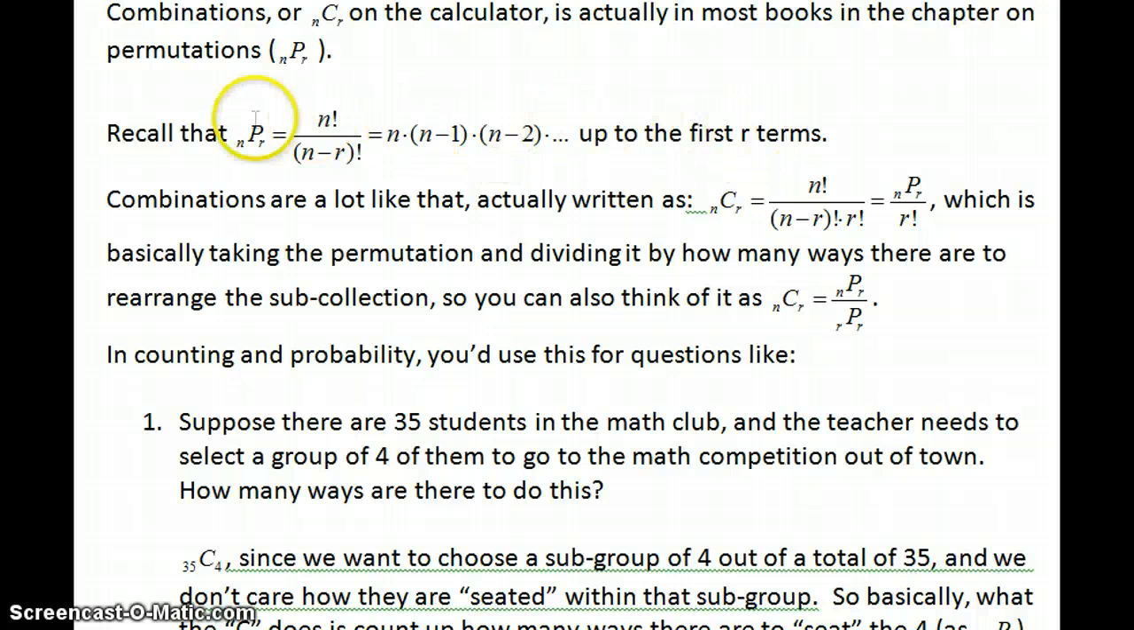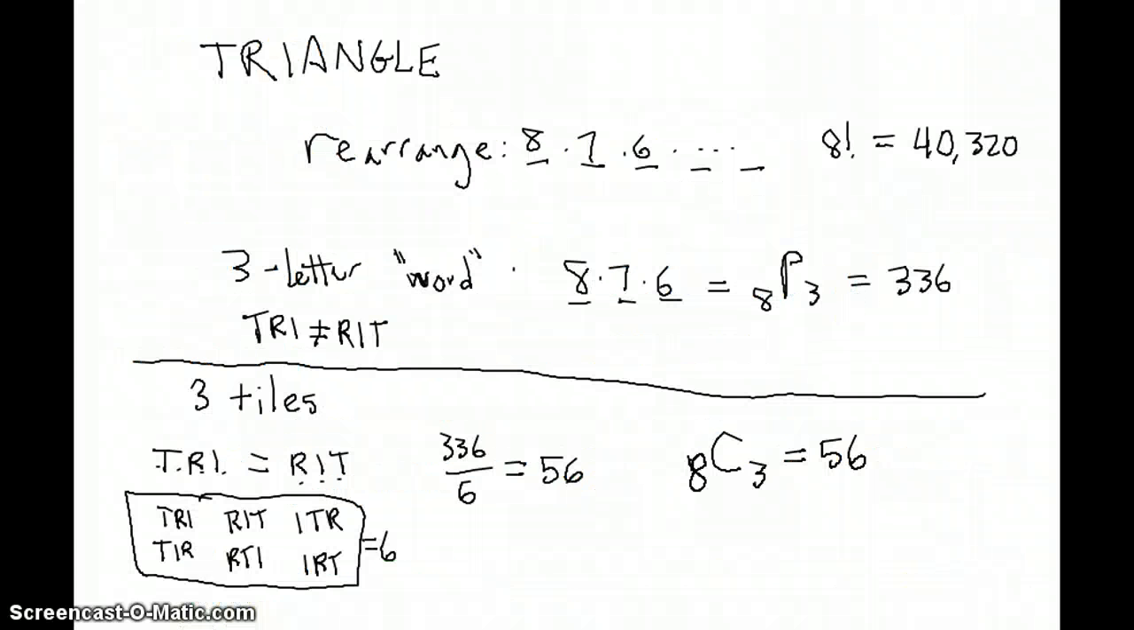We take the first r terms of n factorial. We take that whole thing, nPr, and divide it by r factorial. And we divide it by how many ways there were to rearrange the subcollection. In this, there were 6 ways to rearrange the subcollection of 3. You could also notice this: 3 factorial happens to be 6. So really what I did here is I took 8P3, and the nCr really took that and just divided it by 3 factorial. That's another way to do that.